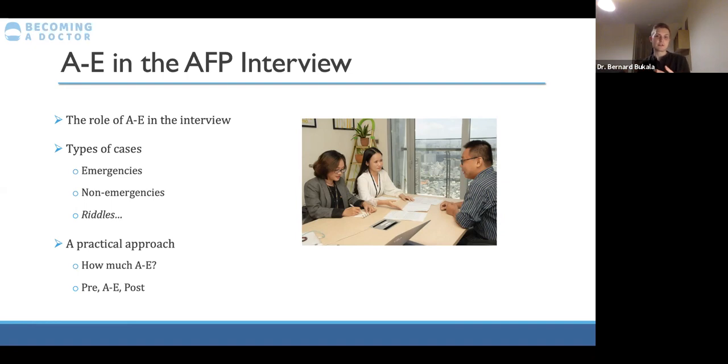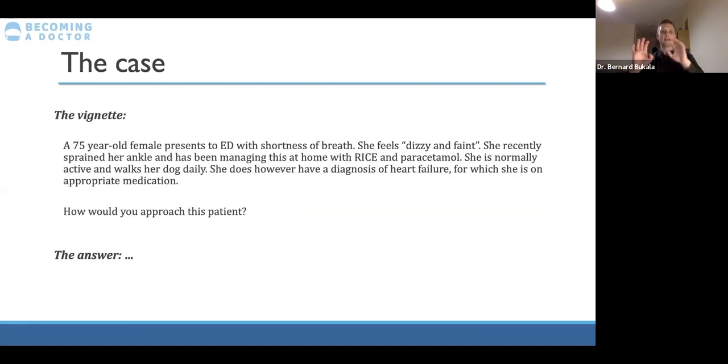They might be giving you info as you go along, and they might just leave you to go through the whole assessment. Okay? Now, let's talk about this case. So the case that I put here is a case very similar to one I got in my interview. So here we have a 75-year-old female who presented to ED with shortness of breath.